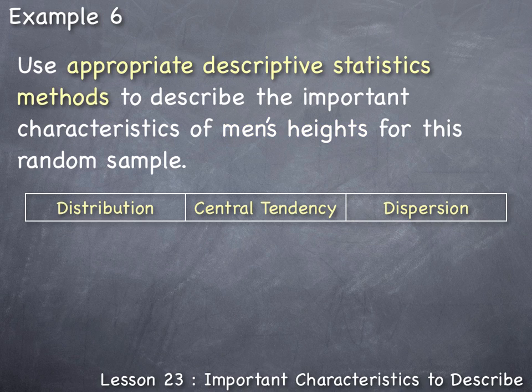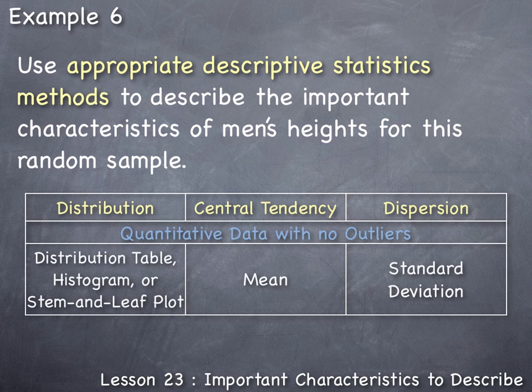So, the appropriate descriptive statistics methods which are used to describe the important aspects of quantitative data that contains no outliers would be to construct a distribution table, histogram, or stem and leaf plot to display the distribution of the data, and to calculate the mean to describe the central tendency for quantitative data with no outliers, and to calculate the standard deviation to describe the dispersion of quantitative data with no outliers.